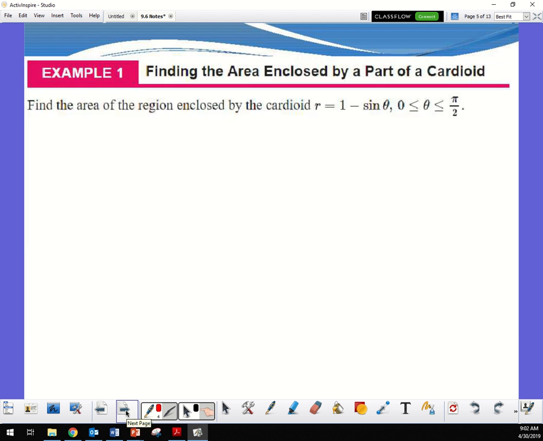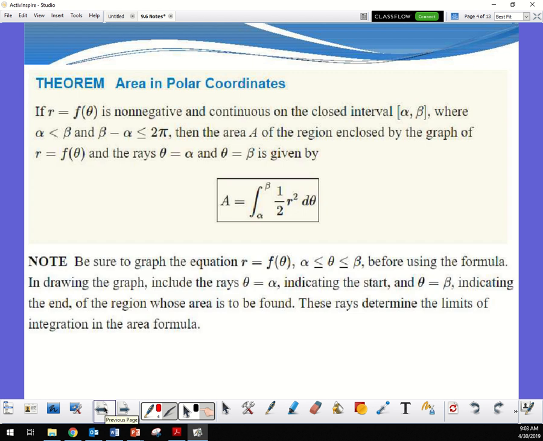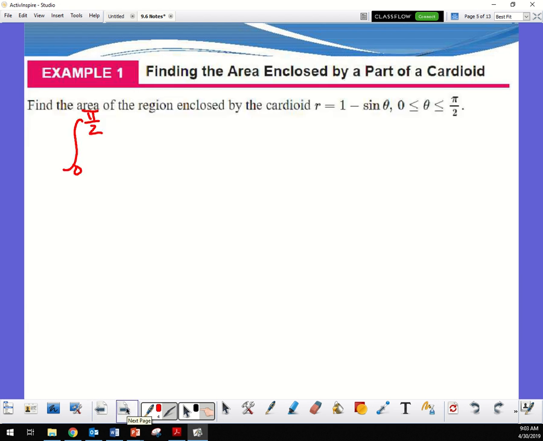So find the area of the region bounded by the cardioid r equals 1 minus sine theta, between 0 and pi over 2. So if I'm writing out my equation, it's going to be the integral from 0 to pi over 2. What goes next? The 1/2 r squared. So it is 1/2, and what is my r? 1 minus sine theta, squared, d theta.